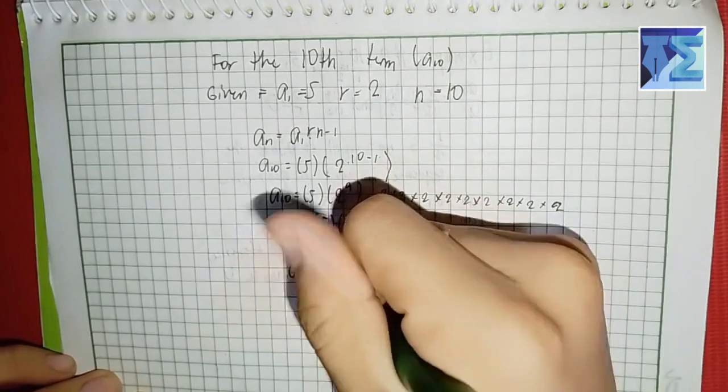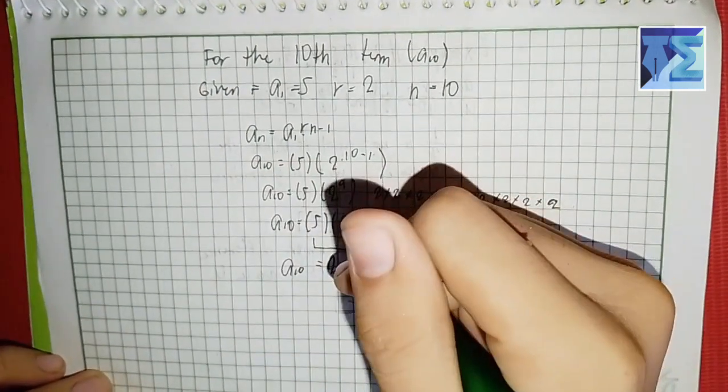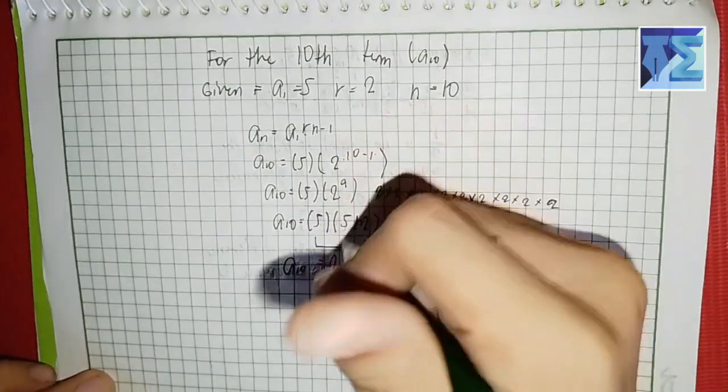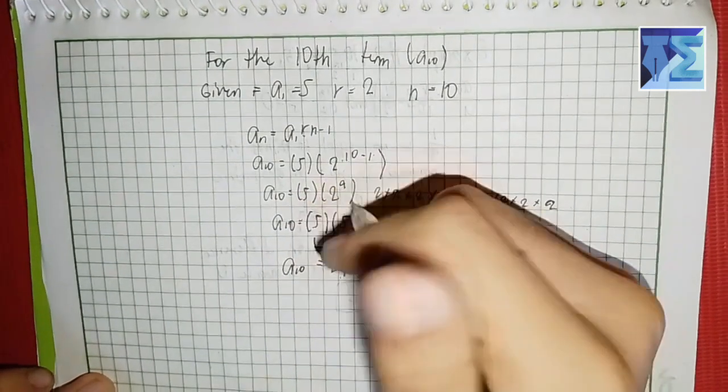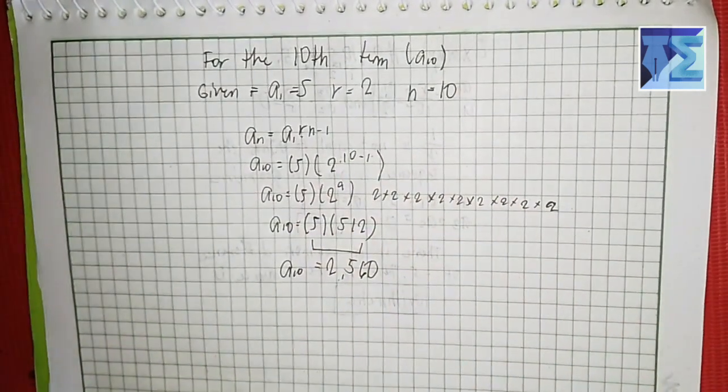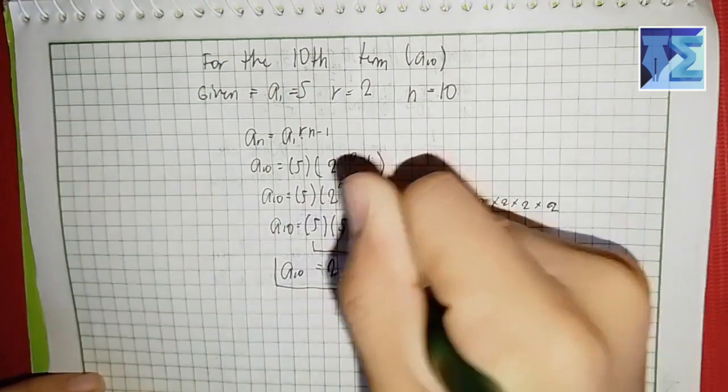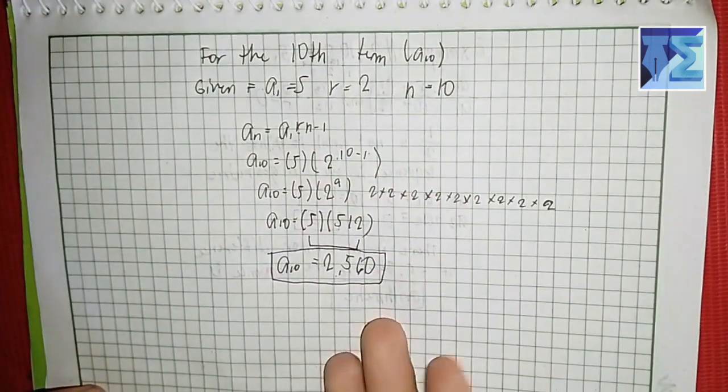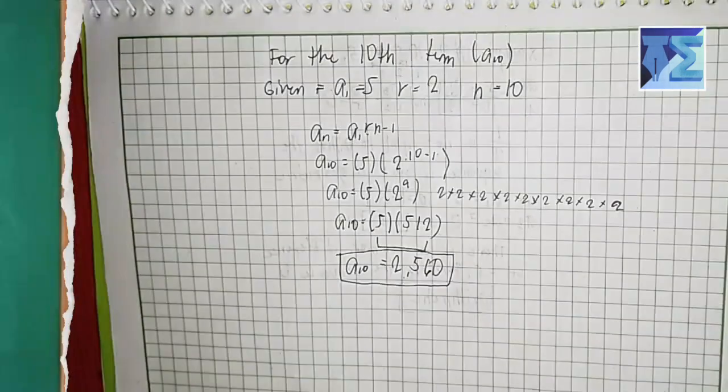So next process, you need to multiply the 5 and the 512. So 5 times 512 is 2,560. So a sub 10 is 2,560.